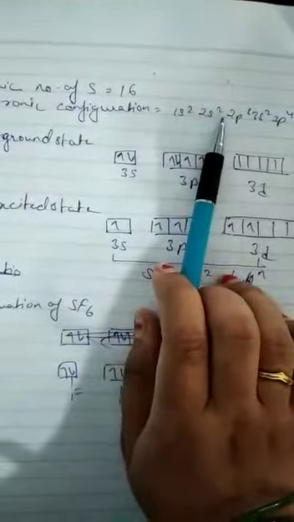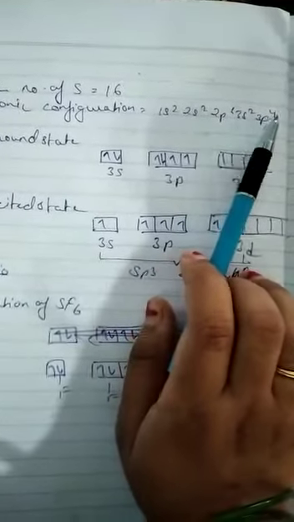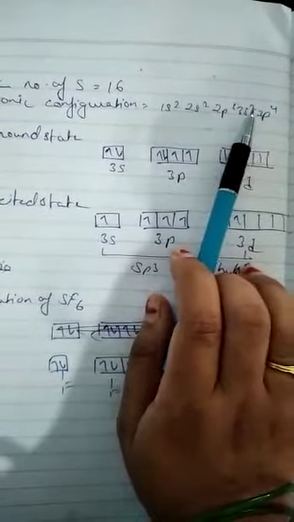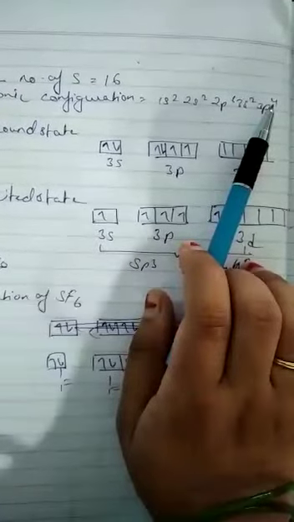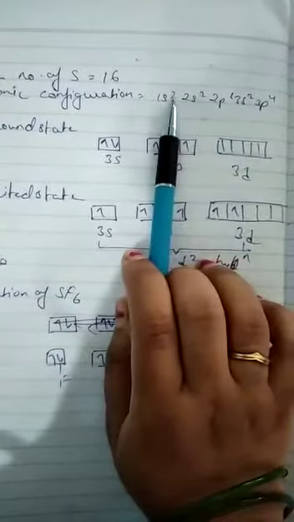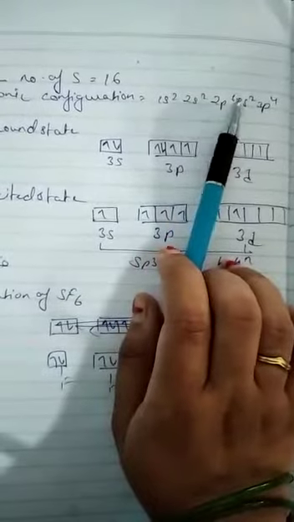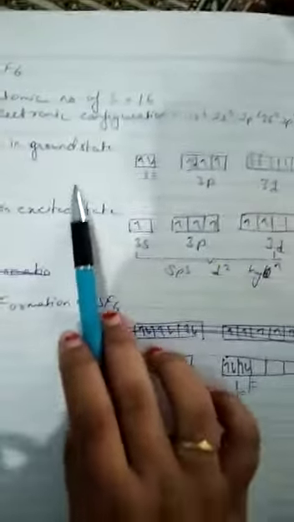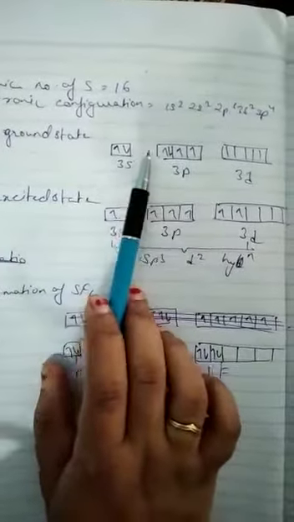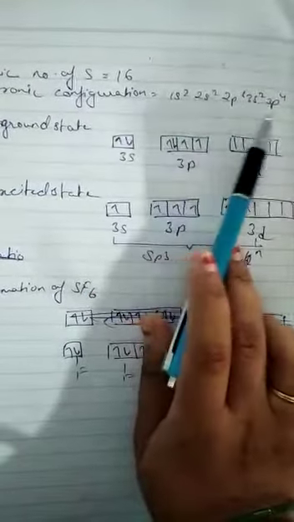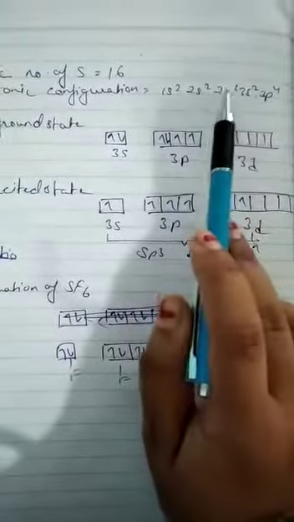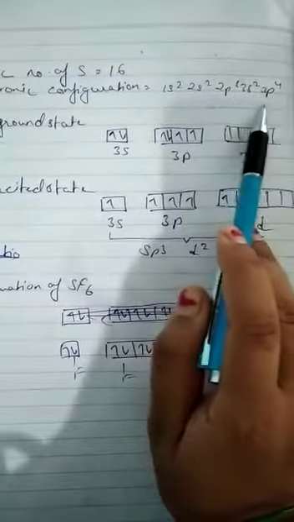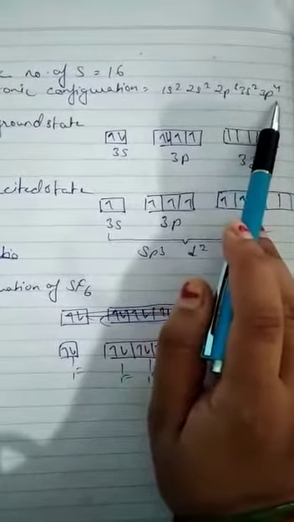So 2 plus 2, 4, 4 plus 6, 10, 10 plus 2, 12, 12 plus 4, 16. Okay, now this is the electronic configuration of sulfur. This part means 3s and 3p. This is the outermost shell.